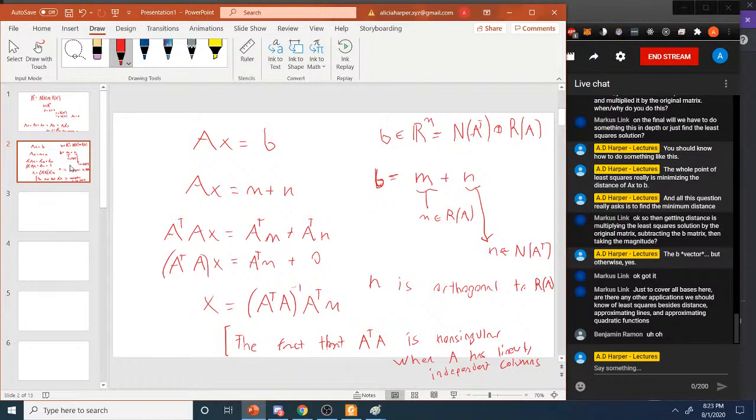Okay. So this is basically the main theory behind least squares. I guess I should show you guys one other thing.